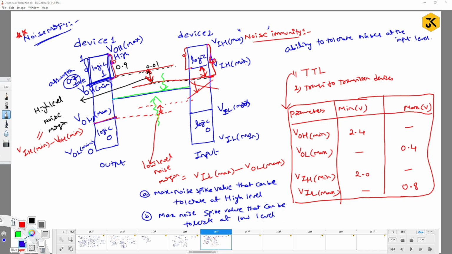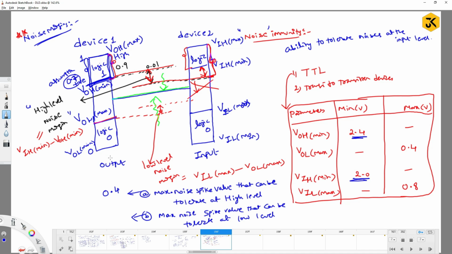So what do you have to do? Simply we can use the formulas, right? The maximum noise spike at high level means the high level noise margin. What is the high level noise margin? VIH min, which is 2.0, and VOH min, which is 2.4, right? Which means it is 0.4.